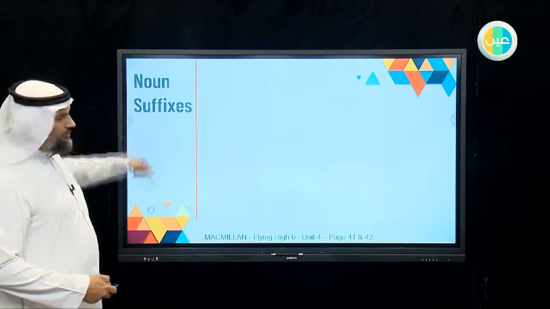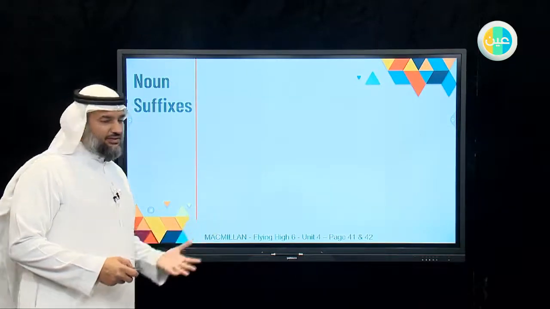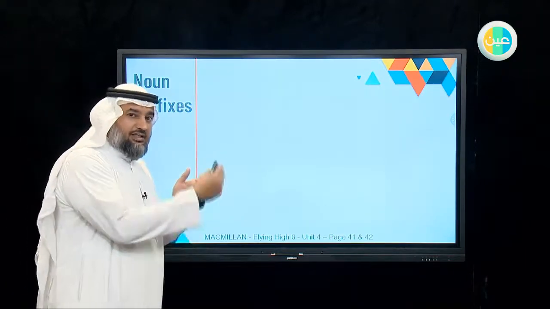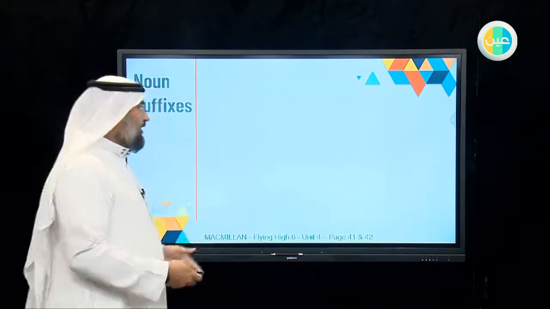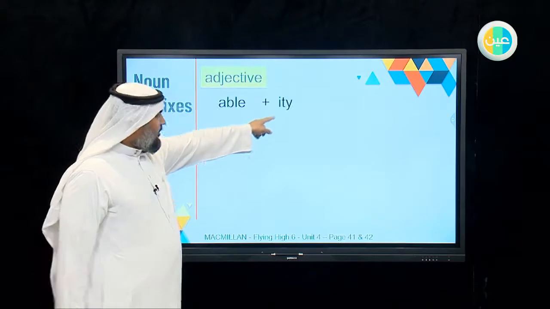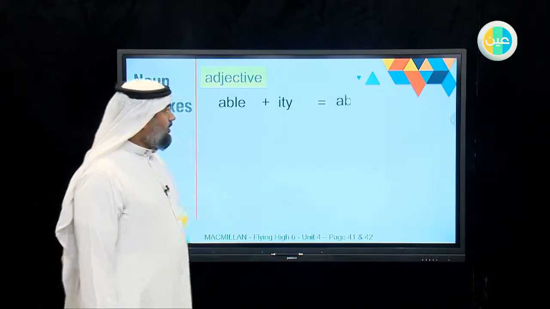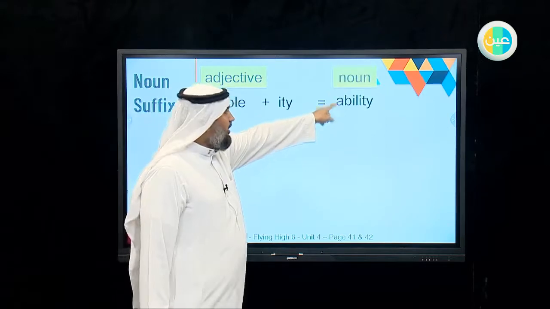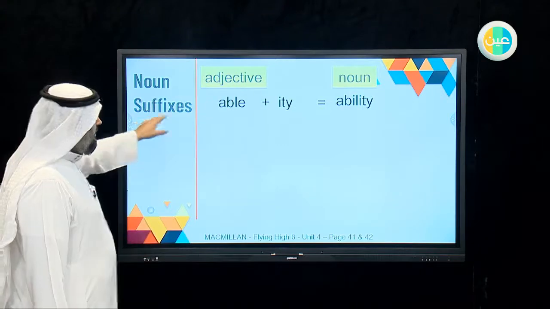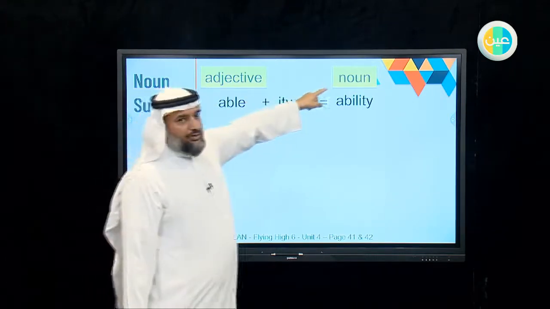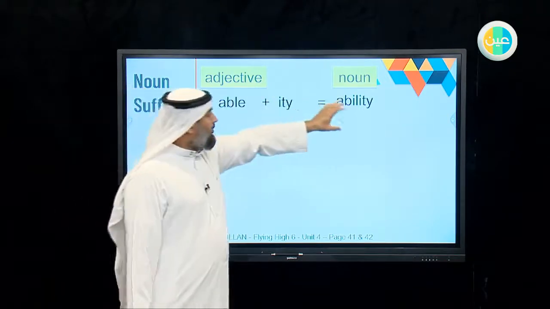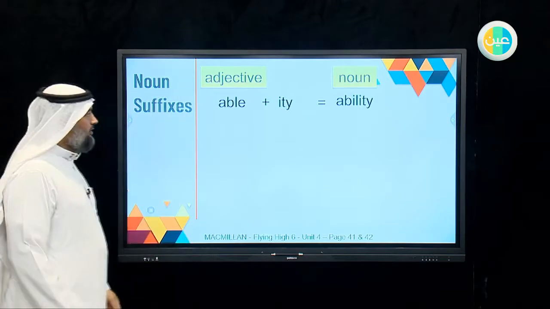Now, noun suffixes. Today's lesson is about noun suffixes. Now what do we mean by suffixes? It's the letters that come at the end of a word. For example, we have able, that's an adjective. When we add to it a suffix, ity, it becomes ability, noun. It changes it to noun. That's why we call it noun suffixes. Now adjective means sifa, noun ism. So we change the adjective to a noun by using a noun suffix.